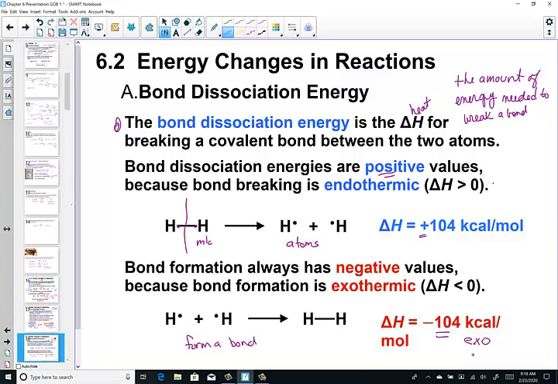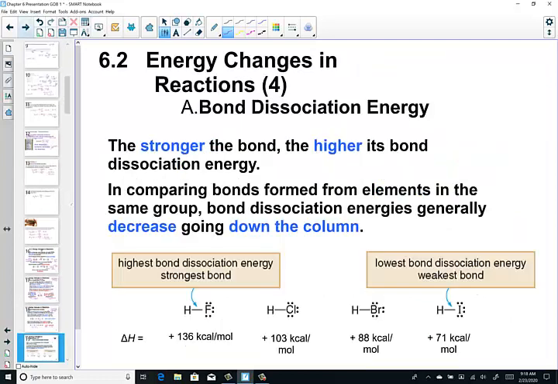So as we think about bond dissociation energy, we can also consider a periodic trend. The stronger the bond, the higher its bond dissociation energy. It takes more energy to break stronger bonds.